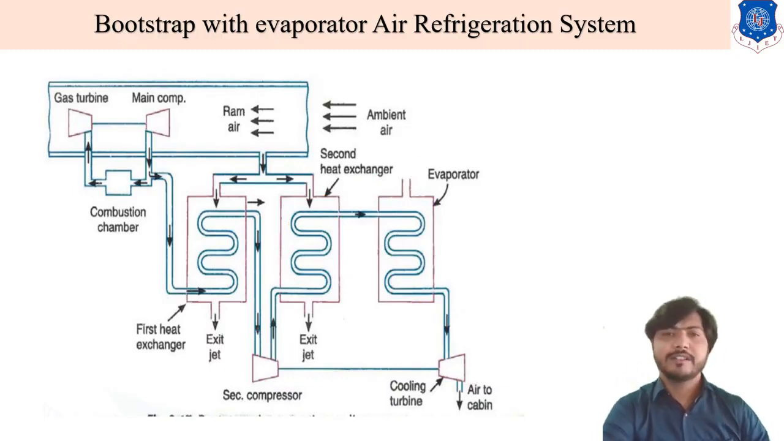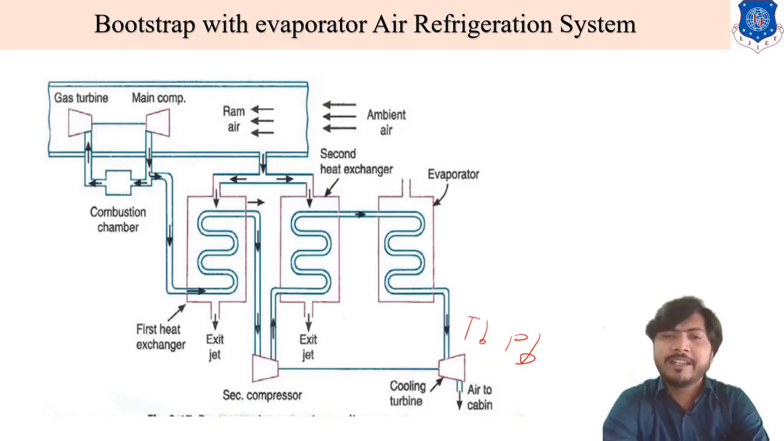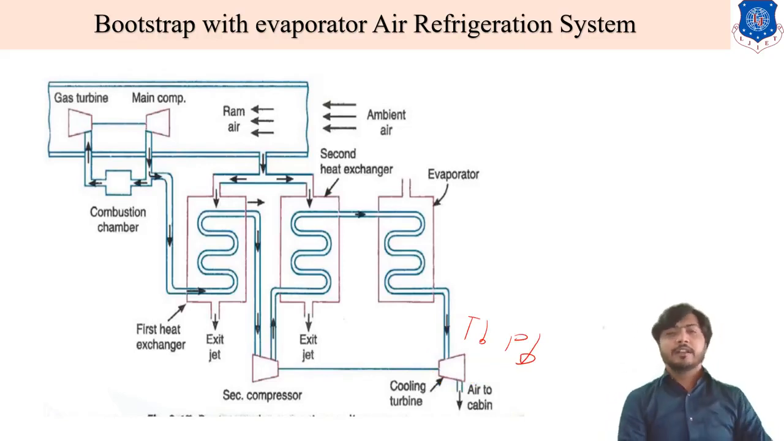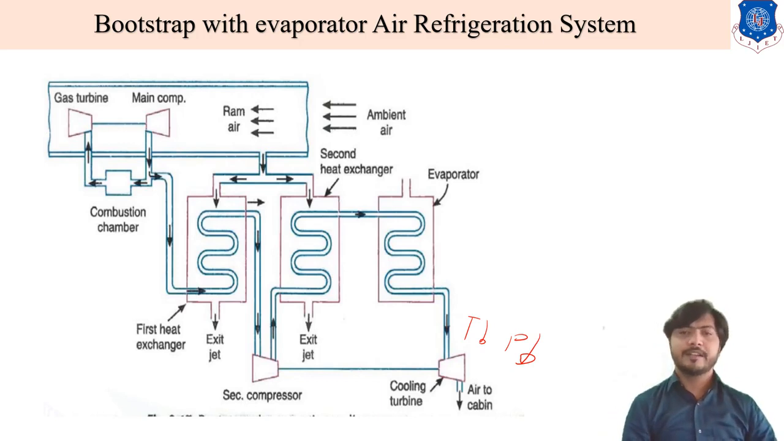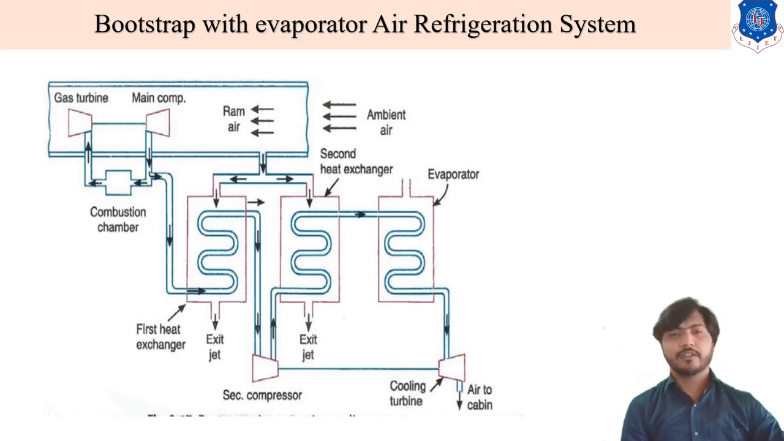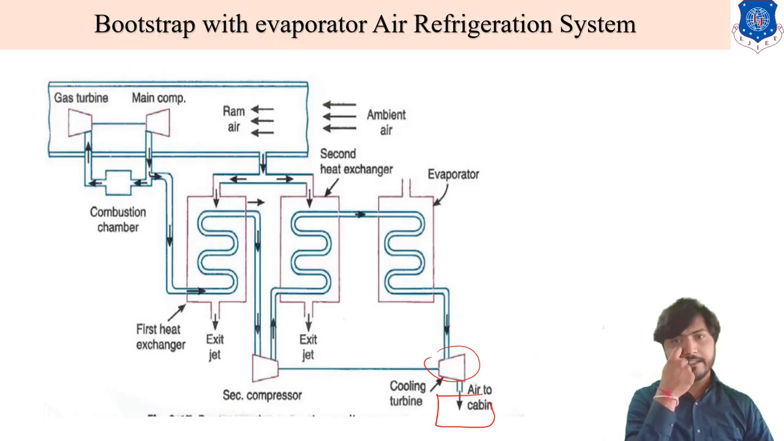Now after the evaporator, the air is passed into the cooling turbine, where the temperature decreases and the pressure also decreases, because it is an isentropic expansion process. The work obtained from this turbine is given to the secondary compressor, which is coupled with the shaft. And then after the cooling turbine, the air is passed into the main cabin where our desired effect is obtained.